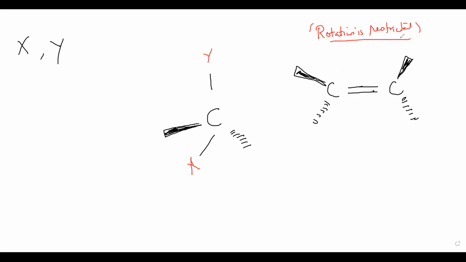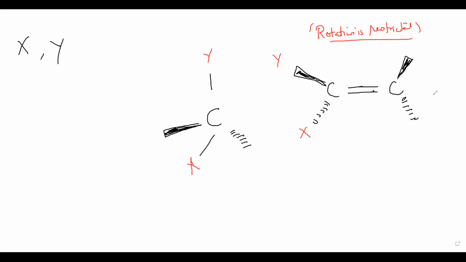What is the meaning of rotation is restricted? For example, if X is in, Y will be out, or if Y is in, X will be out. So there are only two possibilities for X and Y. If one of them is in, the other one should always be out. So due to the presence of the double bond, the rotation is restricted, and this leads to a formation of isomers which we call geometrical isomers.